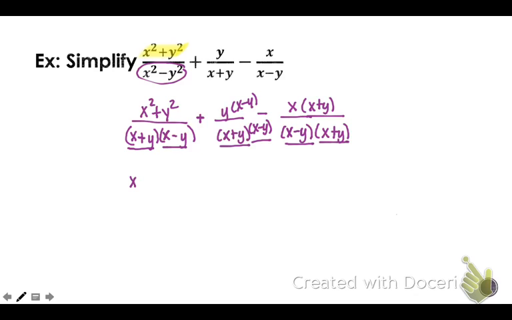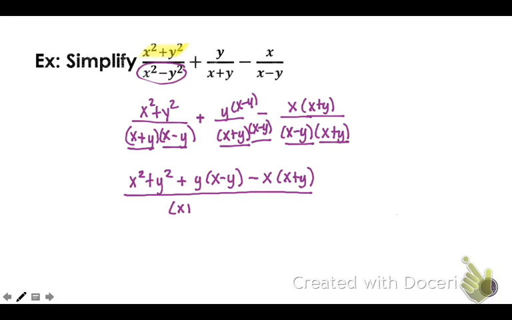So now I have x squared plus y squared plus y times x minus y minus x times x plus y in the numerator, all over x plus y times x minus y. Please be careful. You cannot reduce or cancel. The numerator has multiple terms separated by addition or subtraction. In a polynomial expression, you cannot reduce. You can only reduce if we combine our like terms and are able to factor.